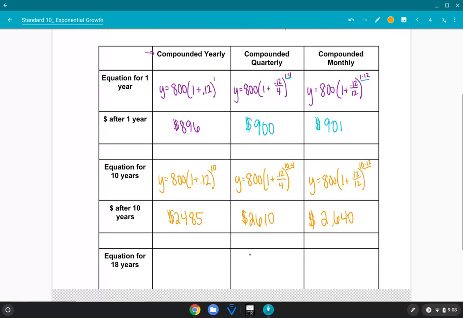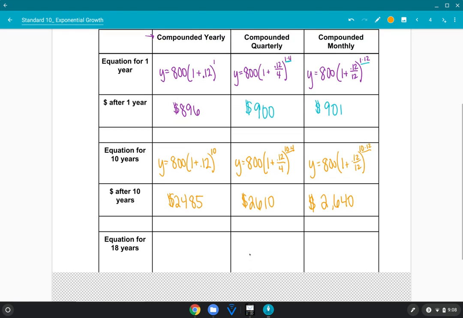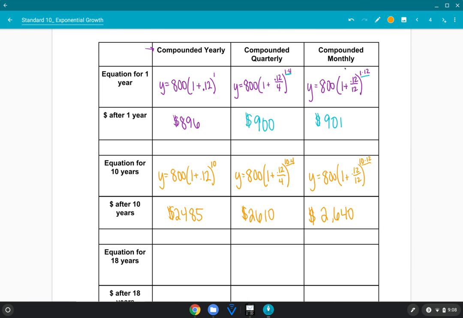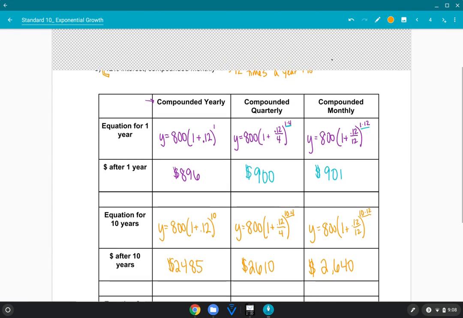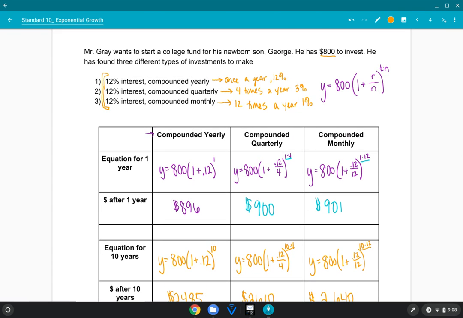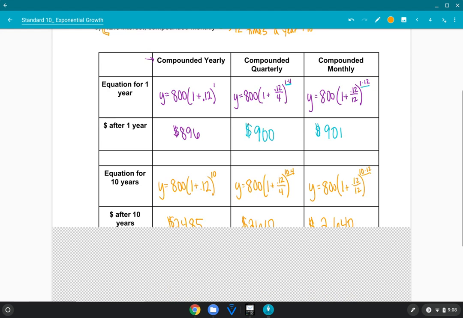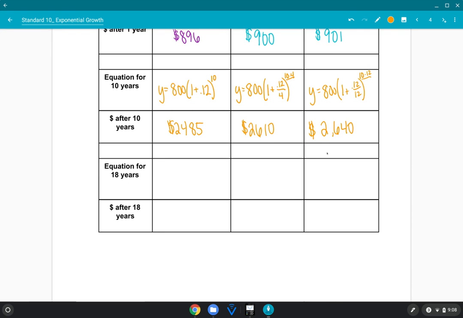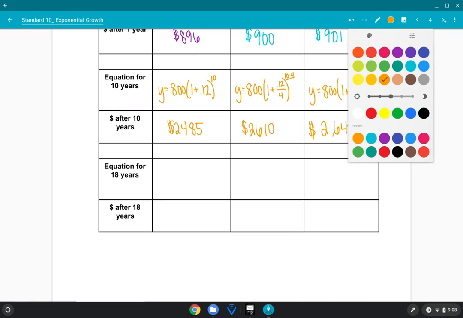Which one would you pick, you guys? Which one would you pick? I would pick compounding monthly. If I was Mr. Gray, I would easily pick the one, even though you're only increasing by 1%, you're doing it so many times a year that it actually really adds up or multiplies up. Mwahaha. All right, let's see how much money George will have when he goes to college.